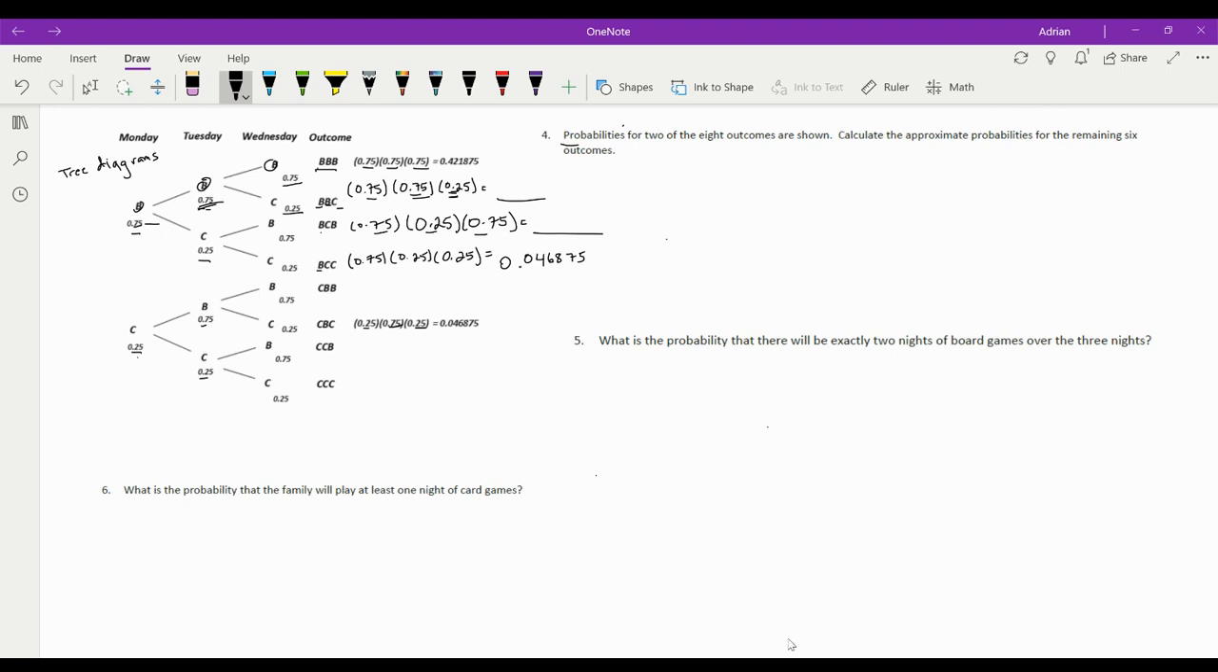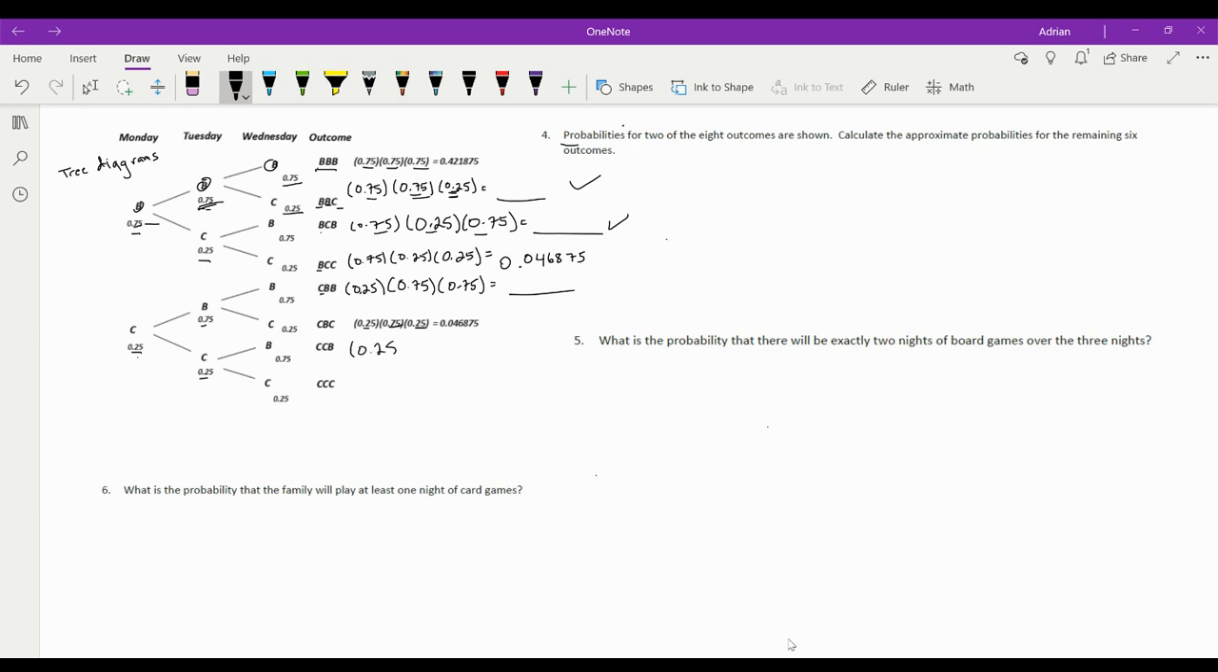Now I have C. I start with C, so I'm going to multiply 0.25 times the probability of playing a board game times another probability of playing another board game. 25% times 75% times 75%. Wait a minute. Did we multiply those 3 exact same numbers before? Here and here. Yes, the order does not matter. It's the commutative property. So whatever we got there, we will get the same answer here.